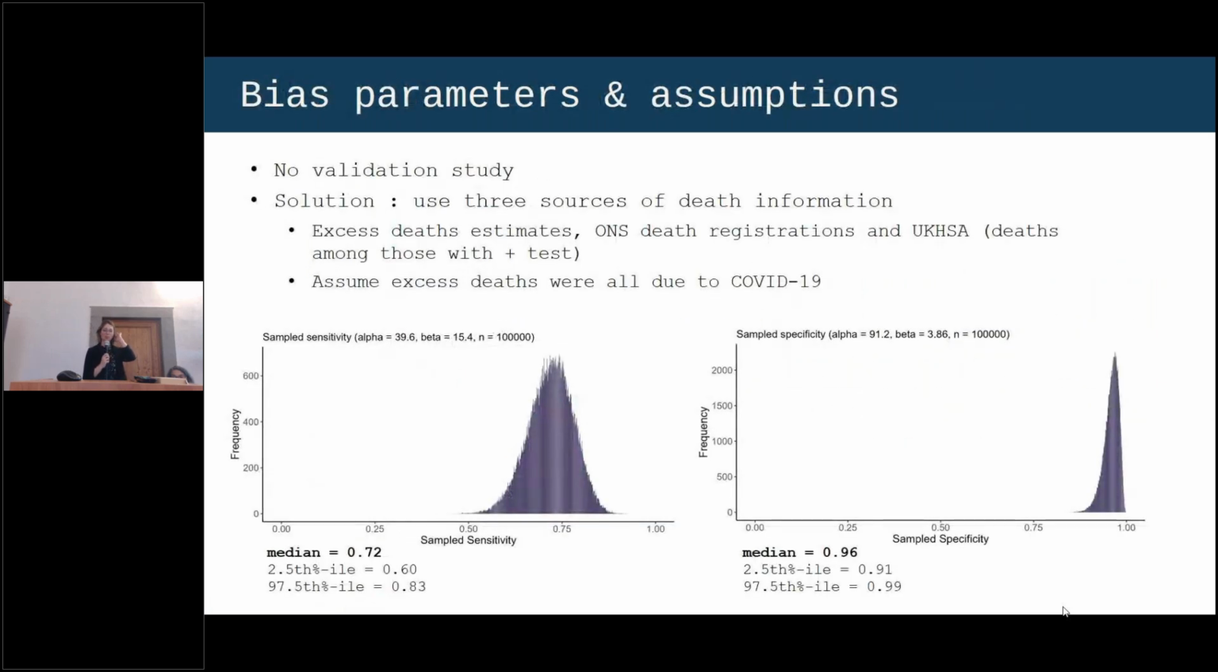So to do this, we needed some bias parameters. And we actually didn't have a validation study. I realize this is ironic because it's a workshop about validation studies, but maybe we can discuss why we didn't have this available at the time. So what we had to do was fall into that educated guess bracket. And we instead used three different sources of publicly available information on COVID deaths, triangulated them, and were able to get some estimates for what we think the sensitivity and specificity was over time.